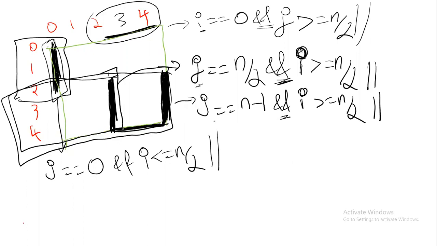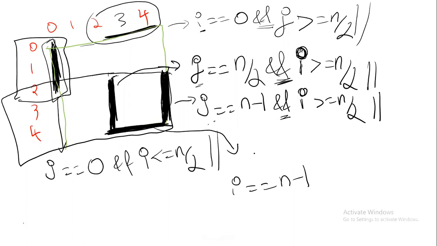So is this row or column? It is a row. Row means which variable? Row means, okay, I'll write the equation here. Row means i variable. i equal to, are you drawing the first row? No. Middle row? No. You are drawing the last row. i equal to n minus 1. Are you drawing the last row completely? No, you are not drawing the last row completely, which means, okay, an and operator should come.